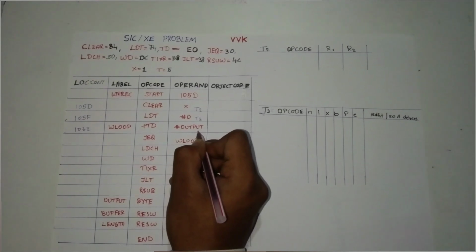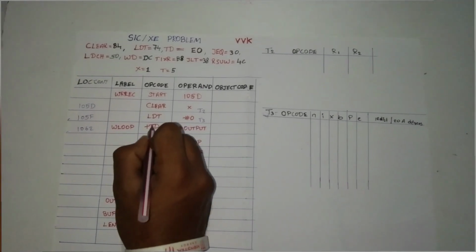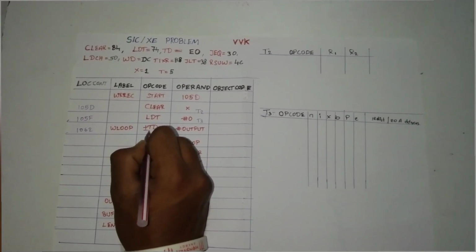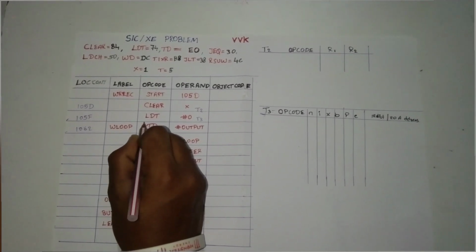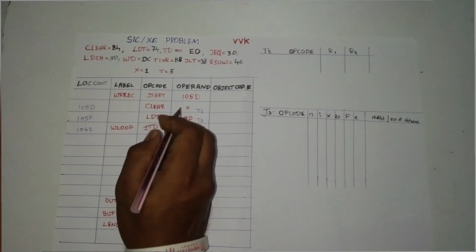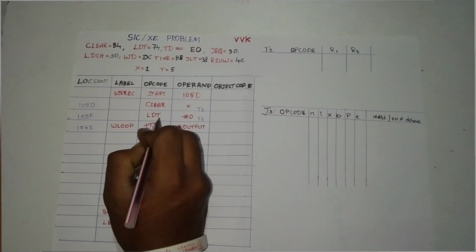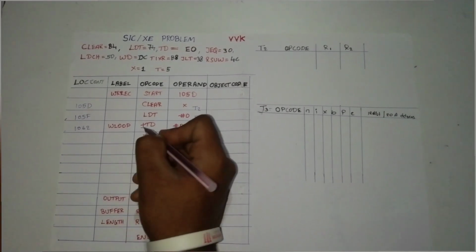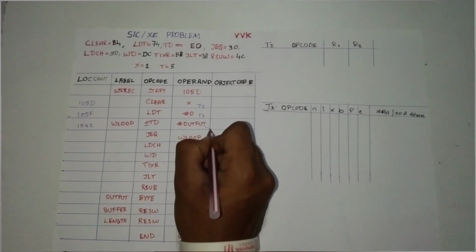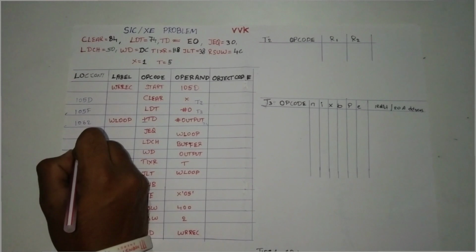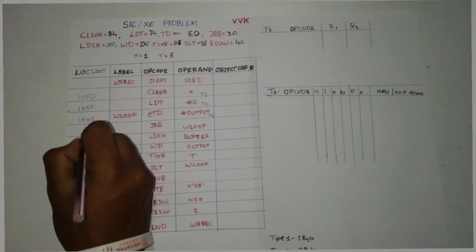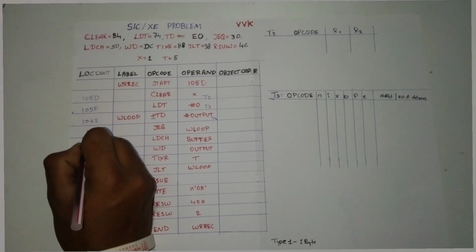Next is not of type 3, because in the opcode it has given a plus, so we have to consider it as type 4. If plus is not there, it is type 3. If registers are there, type 2. So be aware of that. Let's move on. It is of type 4, and we need to add 4 bytes to the previous location counter.